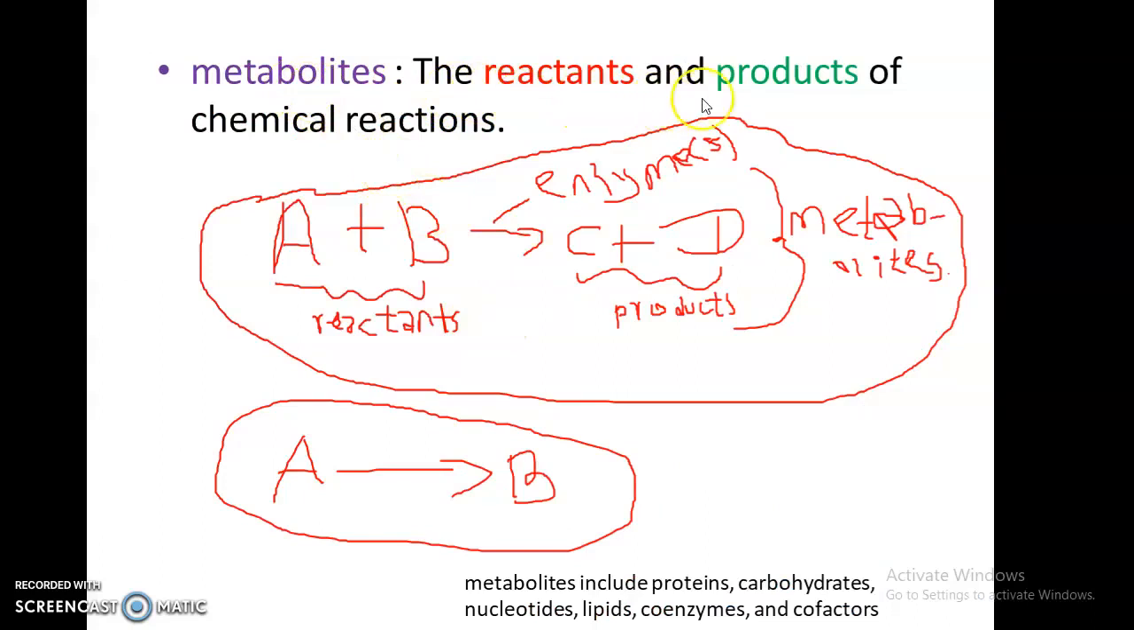Metabolites: the reactants and products of chemical reactions are called metabolites. What are reactants? The left side of the reaction. And what are the products? The right side of the reaction. For example, A plus B yields C plus D. Here there will be an enzyme or enzymes. Therefore, these reactants and products are metabolites. Or in the conversion of A to B, A is the reactant and B is the product. Metabolites include proteins, carbohydrates, nucleotides, lipids, coenzymes, and cofactors.